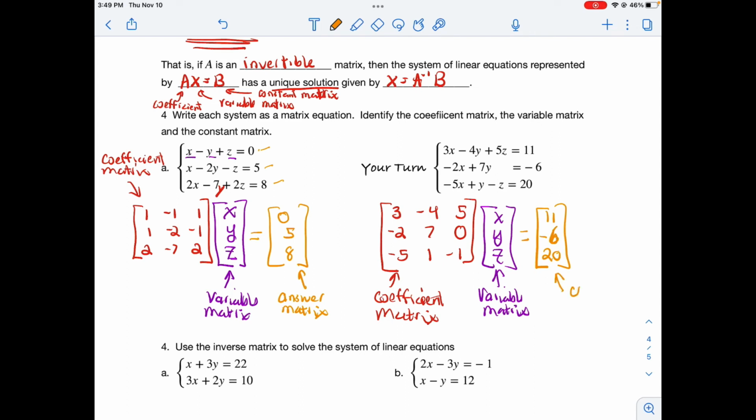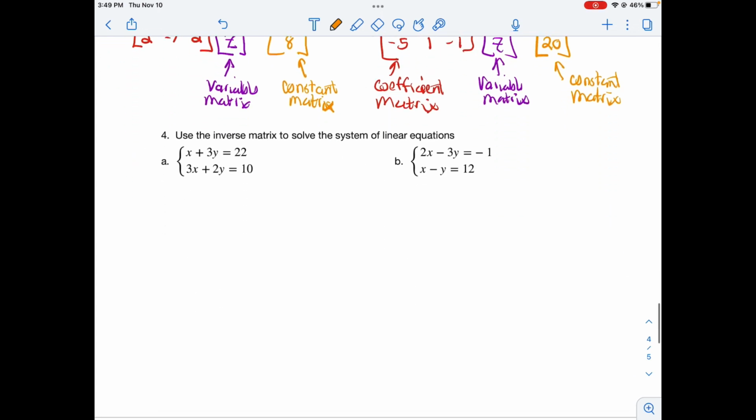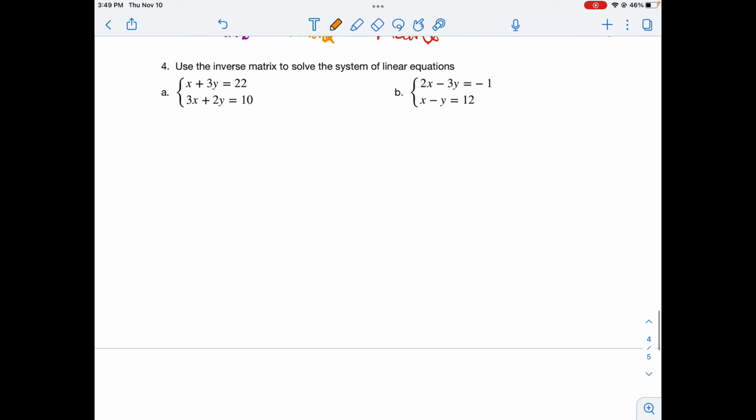Now, since these two examples had a 3 by 3 coefficient matrix, I would have to find the inverse of this coefficient matrix by using our Gauss-Jordan elimination technique. But for the examples that we're going to do next, I'm going to use a 2 by 2 system of equations so we can use that shortcut of finding the inverse that we learned last class. So let's start by making our matrix equation for this problem. That would be our coefficient matrix times our variable matrix equals our constant matrix.